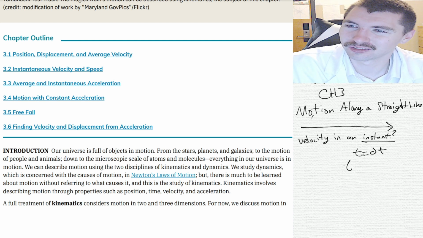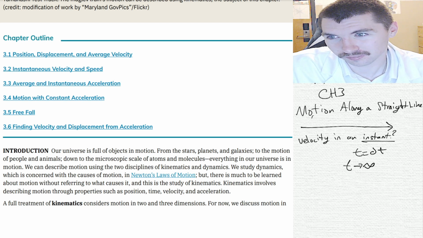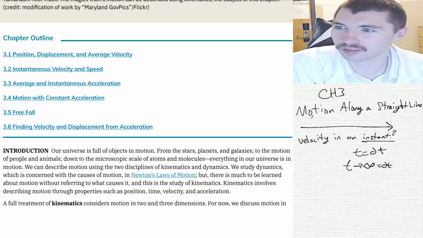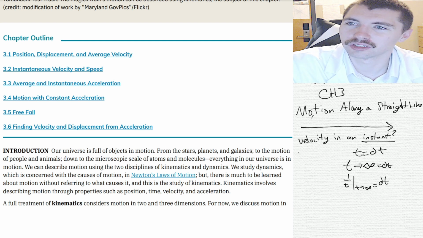All right, so T, whatever T is, you're going to take the limit as T approaches infinity, equals DT. So if it's 1 over T as t approaches infinity, that's going to be your dt. It's whatever is in the limit. So velocity is equal to, usually your s for position, over dt.